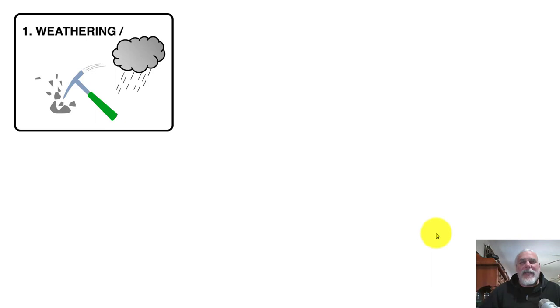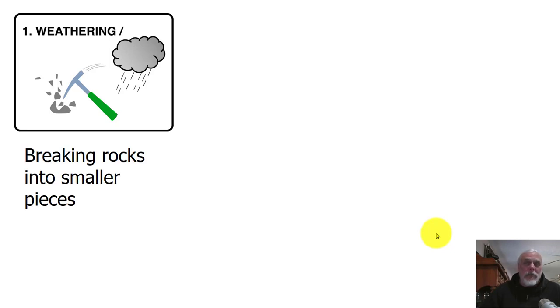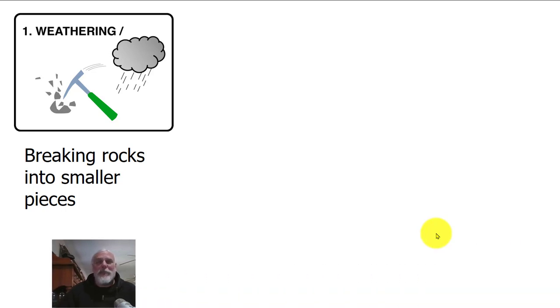All right, let's take a look back and review all that we've learned. A good way to picture this process is to do something like this. Think about a rock being hit with a hammer. The rock being hit with a hammer, the rock's going to break, and that's weathering. So that breaking up of a rock is weathering, breaking rocks into smaller pieces.